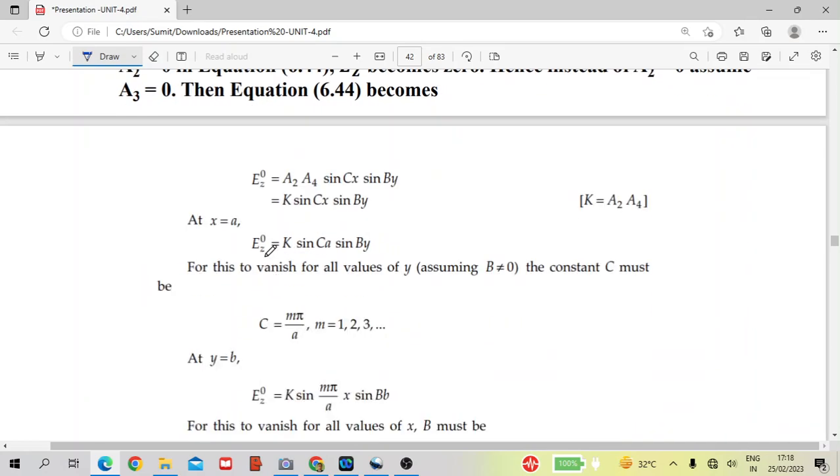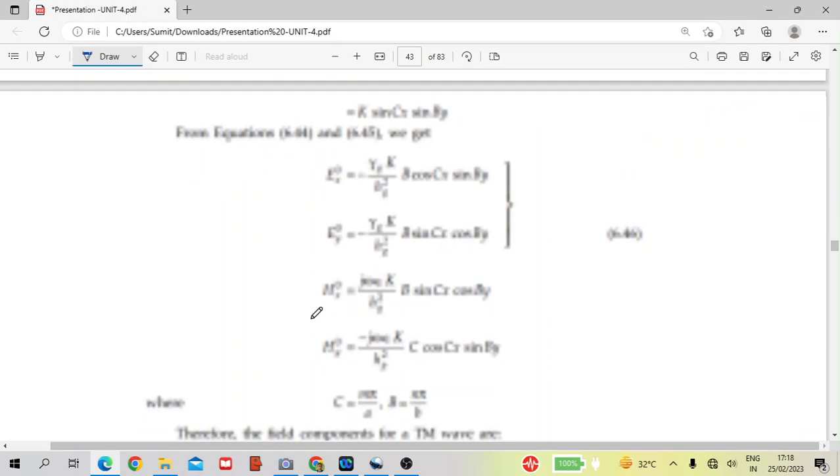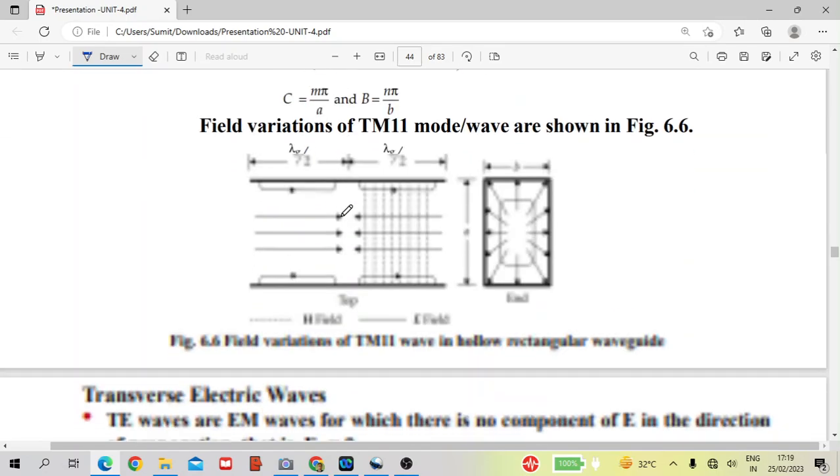This is the final equation that we get at x equals A; one by one you keep applying boundary conditions and you get these. In details you can go through this, I am not explaining that.